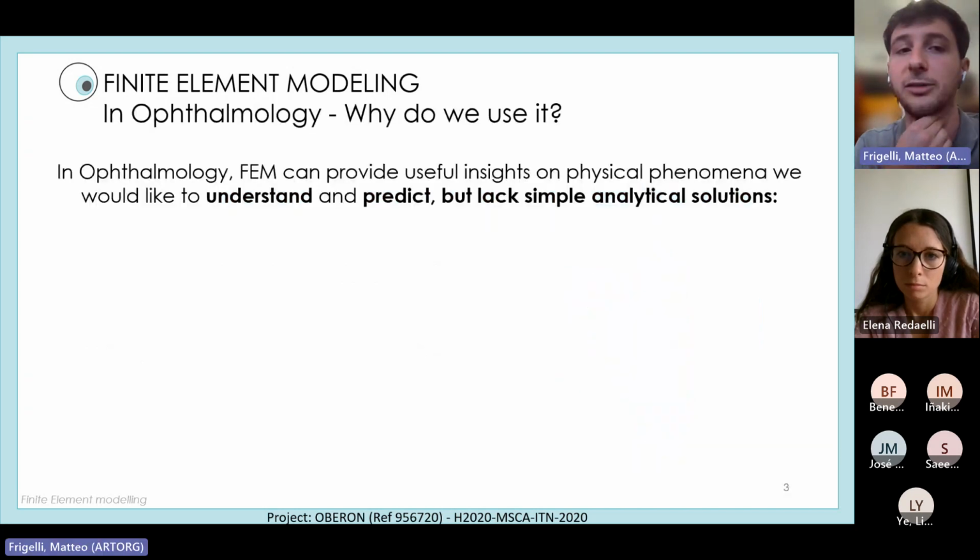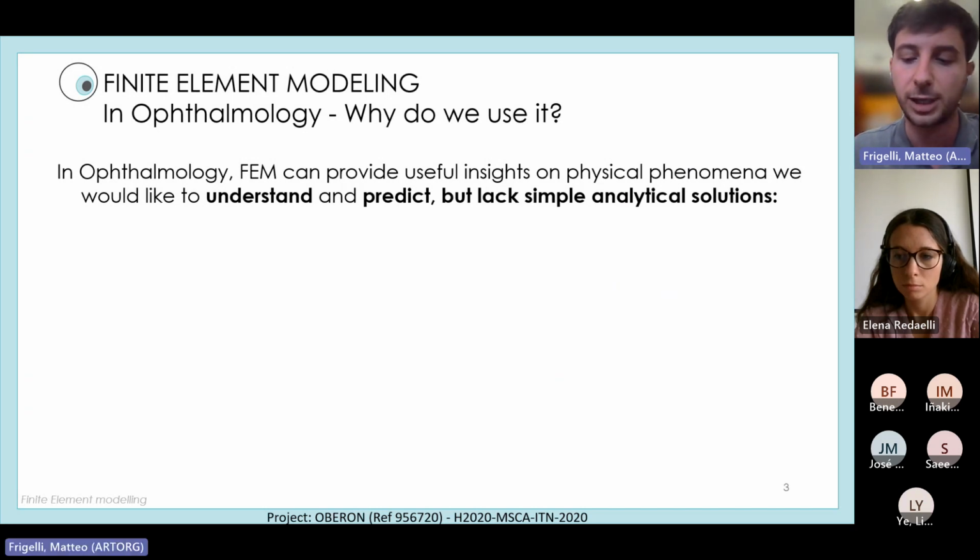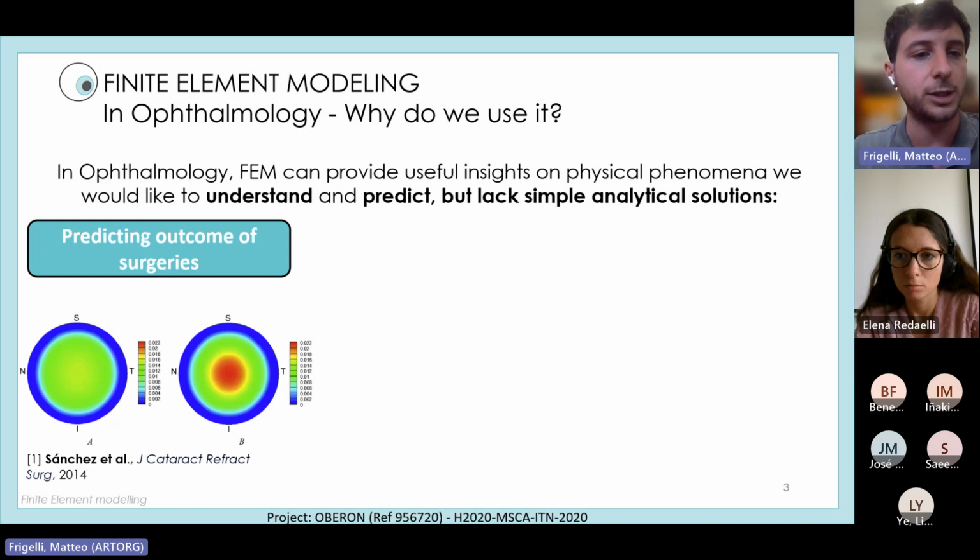So why do we use it in ophthalmology? Generically, in ophthalmology, finite element methods have been proven to provide useful insights on physical phenomena that we would like to control and predict, but since we don't have simple analytical solutions for them, we are not able to replicate them numerically. So it's been used to predict the outcome of surgeries.